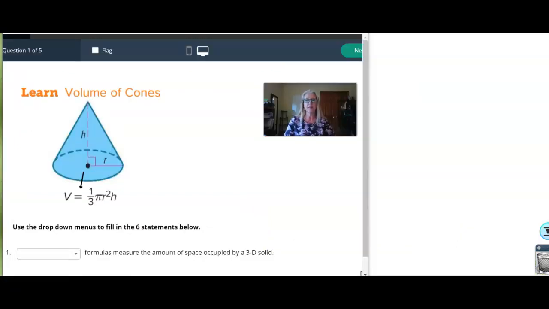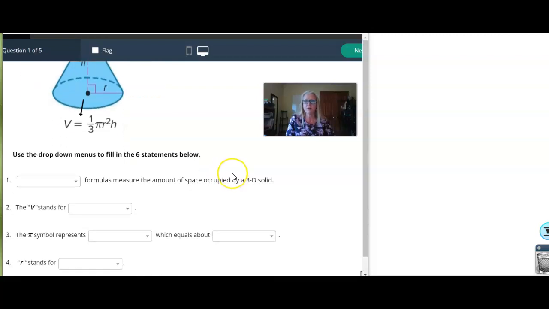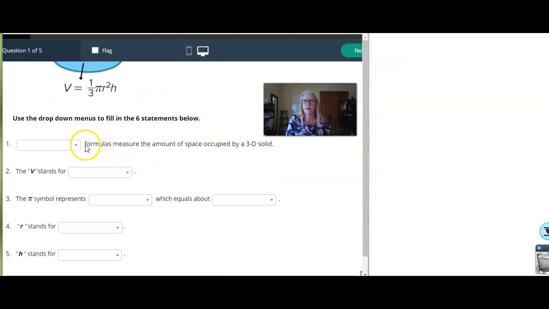Okay, so like I said before, we're going to be talking about the volume of a cone today. Yesterday we talked a little bit about how to use the formula, and I gave you some examples. Today I'm going to take you through the Edge Elastic assignment. Number 1 looks like this. This is a volume of cones, and it says use the drop-down menus to fill in the 6 statements below.